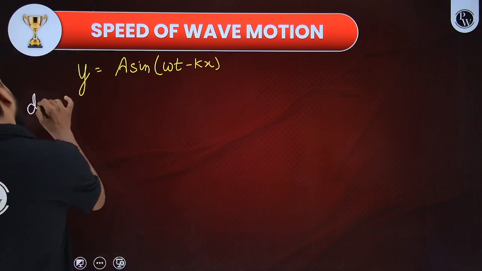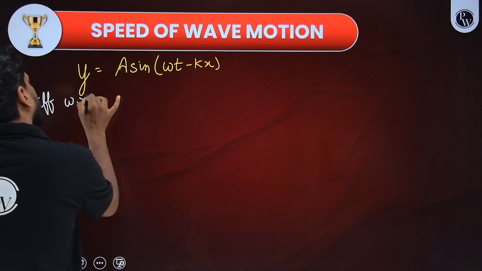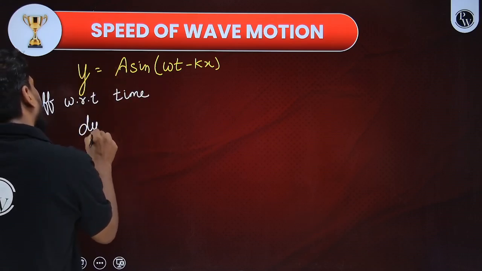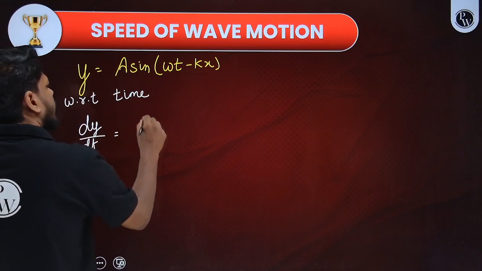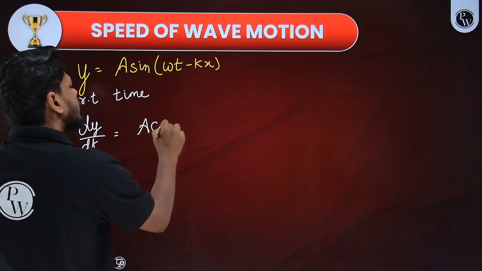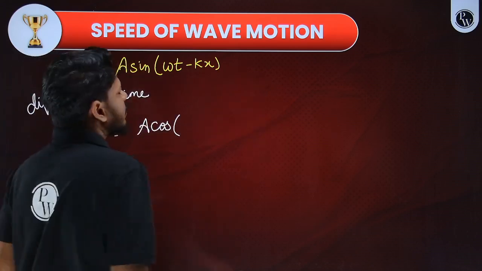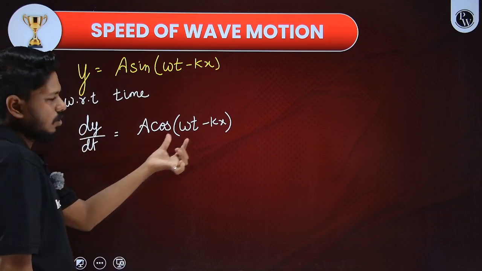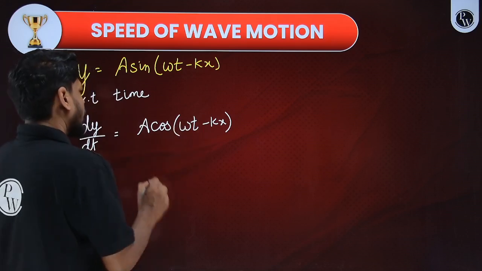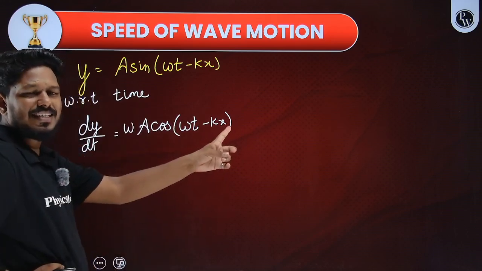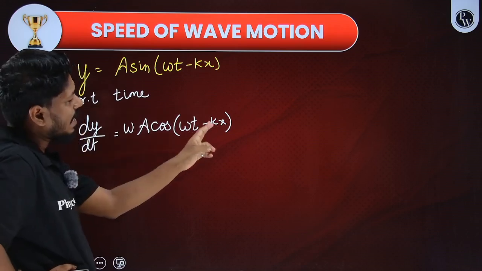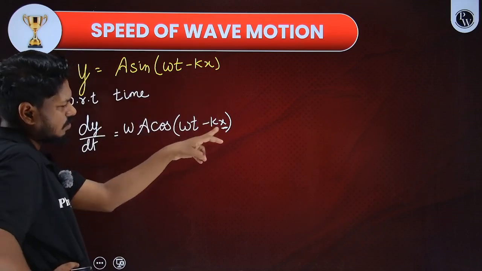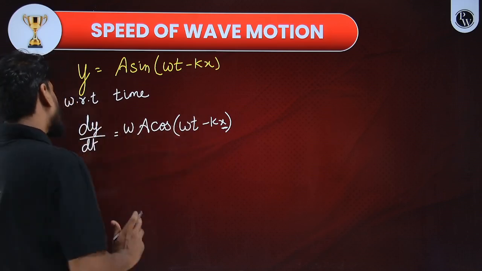I am going to differentiate the whole equation with respect to time. If I differentiate this, I will be getting dy by dt is equal to, if I differentiate sine of something, I will be getting cos of something, right? So sine of omega t minus kx, I will get cos of omega t minus kx. And I am going to differentiate with respect to time. So what will happen to this term? I will get omega. Correct? And x is the position, k is constant. What is this x representing over here? X is the position. So position is constant, k is constant. So if I differentiate, I will be getting 0.